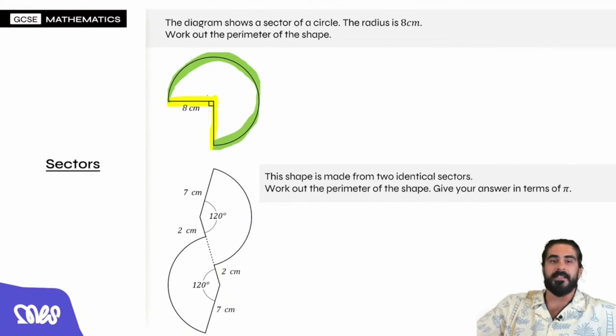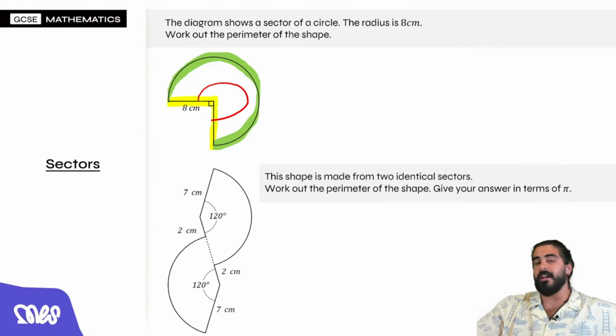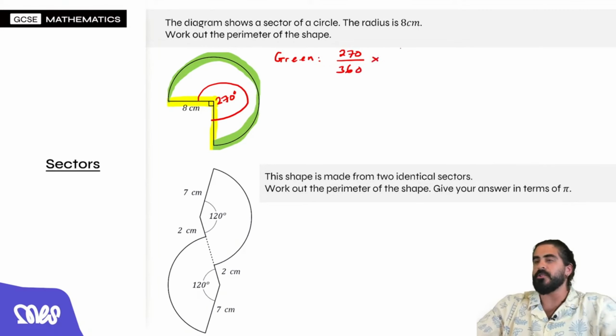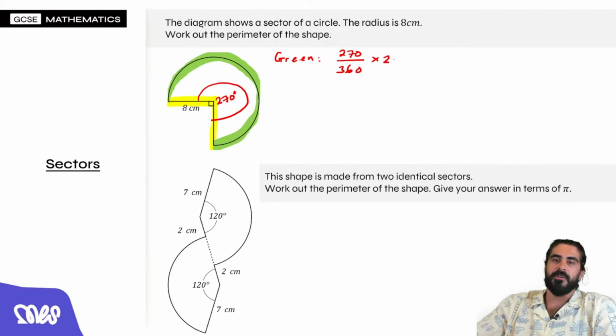Now the angle at the center here, we should know that if this side here is 90 degrees and the full way around is 360 degrees, this should be 270 degrees. So the green, if I just write the green, you would do 270 divided by 360 times the full circumference of a circle, which is 2 times pi times the radius, which is 8.